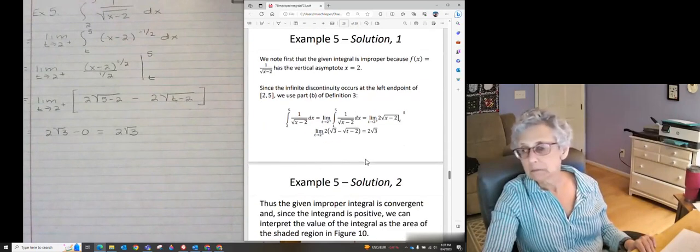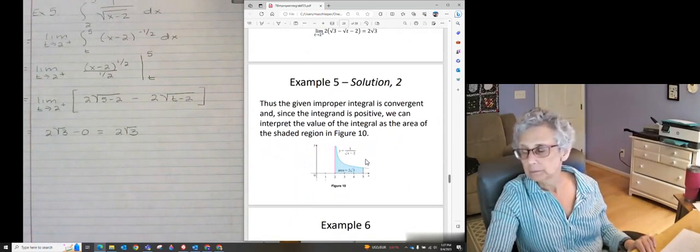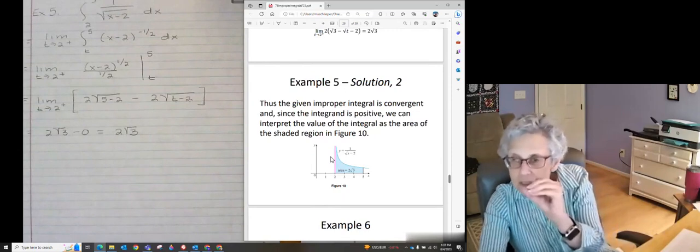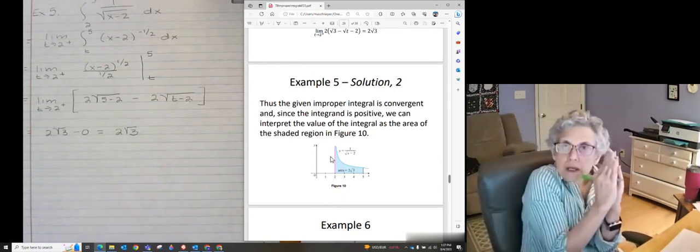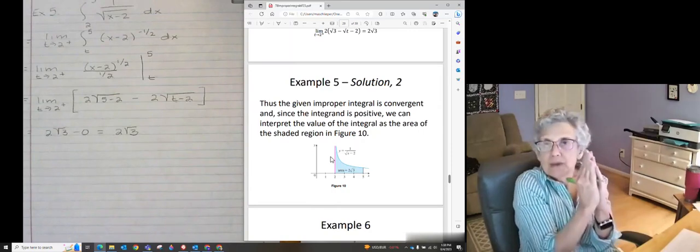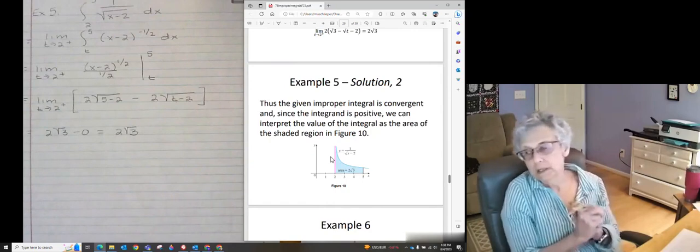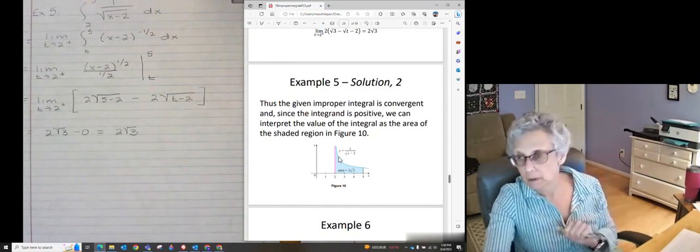Pretty answer, there it is. So it's convergent, and there's the pretty picture. This is when it gets close enough to that vertical asymptote fast enough that it limits the amount of area in there, and you can calculate it.